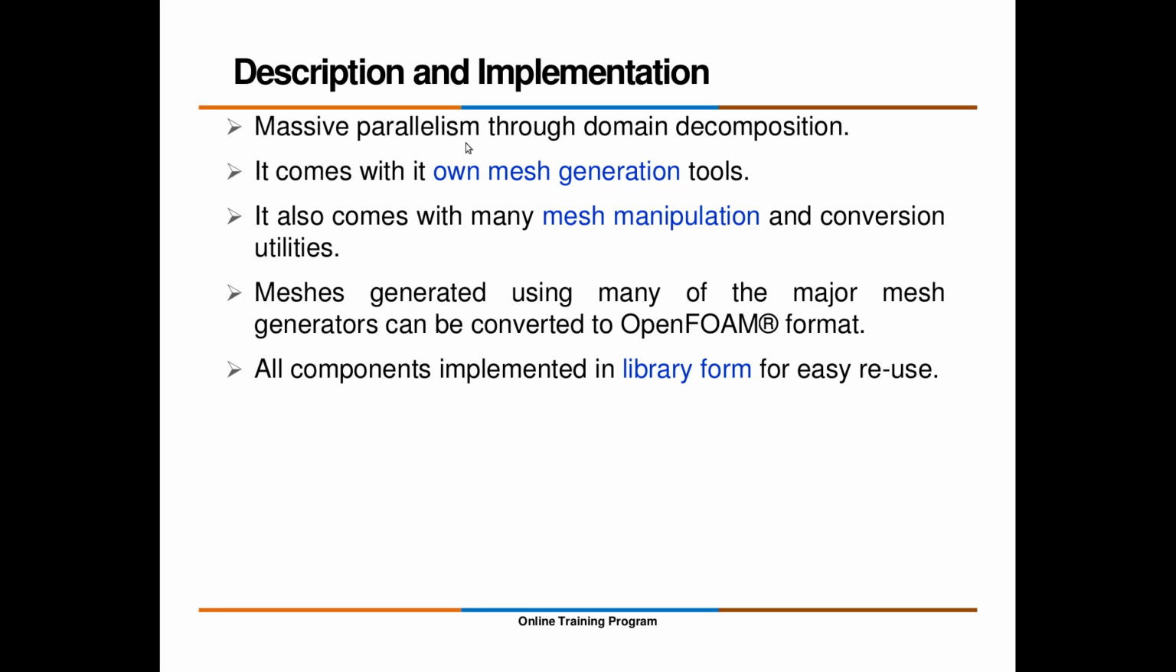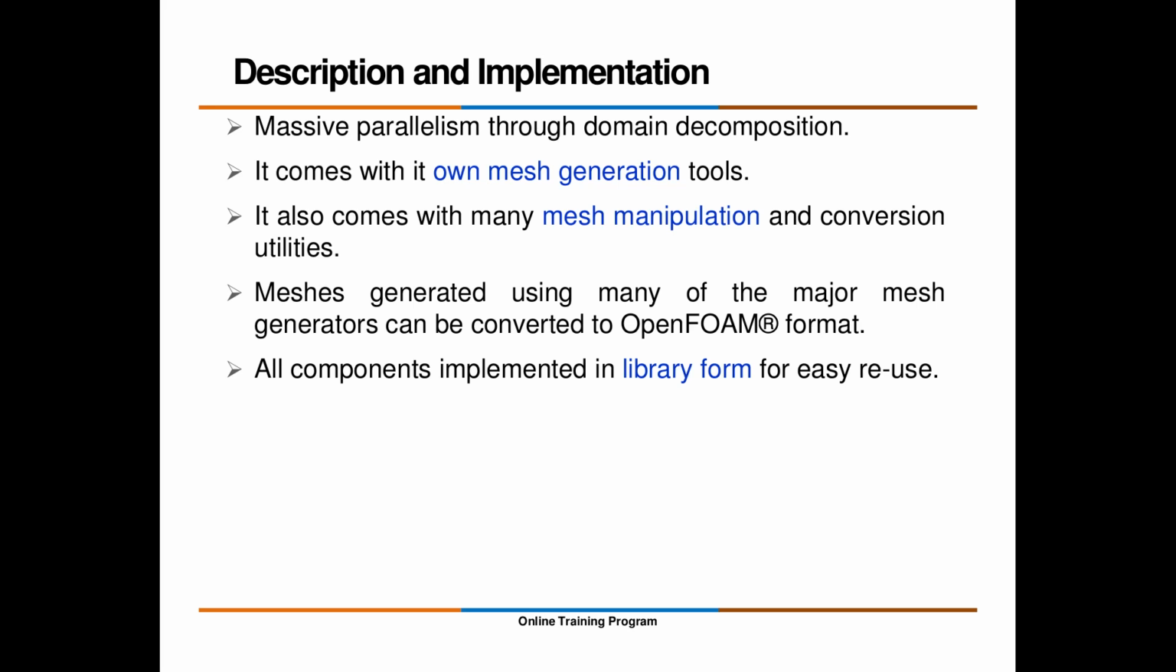It comes with its own mesh generation tools like snappyHexMesh and blockMesh. It comes with many mesh manipulating utilities. You can either create your own mesh with some mesh generator like ICEM CFD, or a hexa mesh with some open source mesh generator, or Hypermesh, which is a very good mesh generator, or you have your own mesh generator. You use that mesh generator and export the mesh in a compatible form that OpenFOAM can adapt.